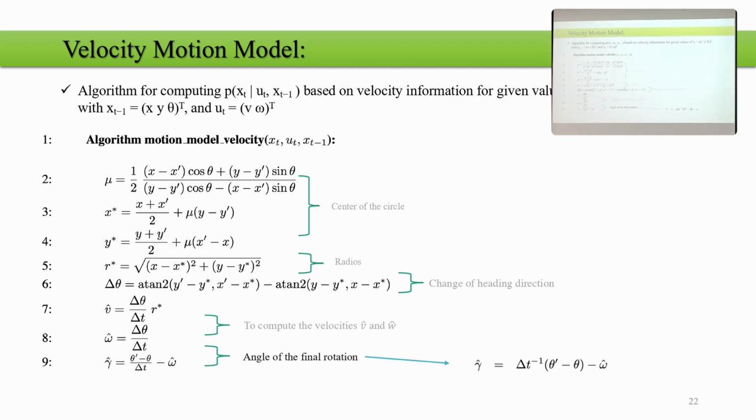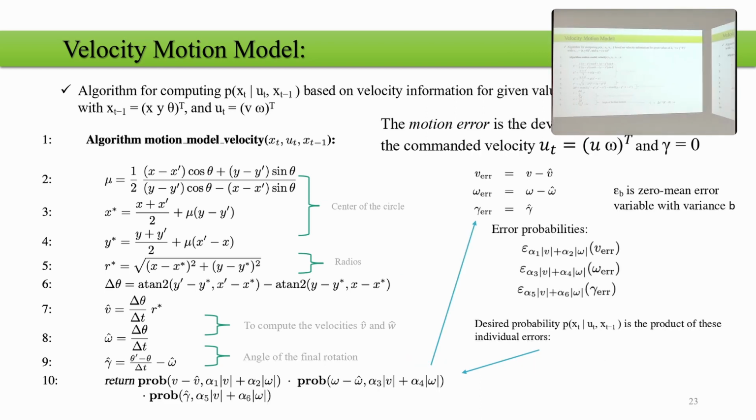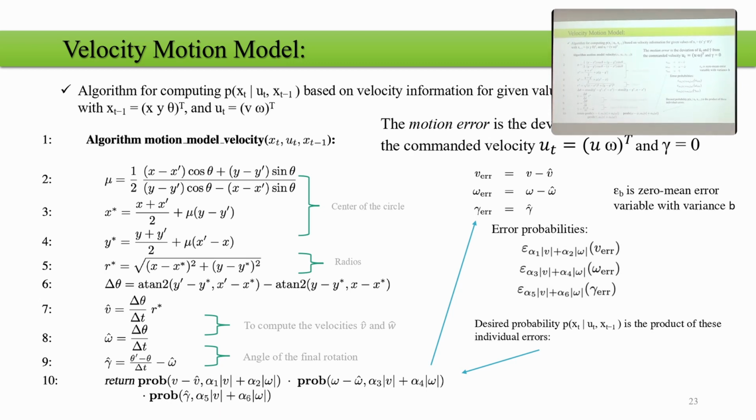And the angle of final rotation that we discussed, we needed to add, don't forget it, the gamma. The gamma can be written as the differences of theta prime and theta, the differences of the rotation, subtracted by w hat that we defined over there. Exactly, it just comes here. So finally we calculate the rotation, and we can show them in the form of probability.